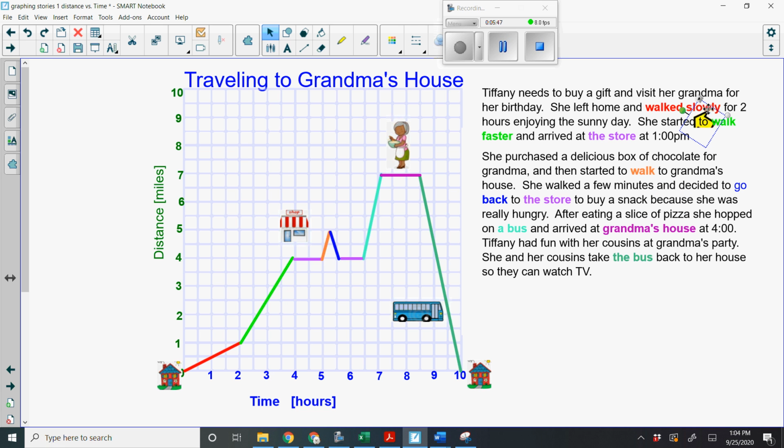So if I look at the red line, she walks slowly. Oh, sorry about that.